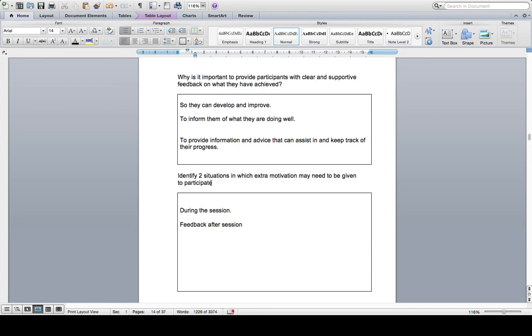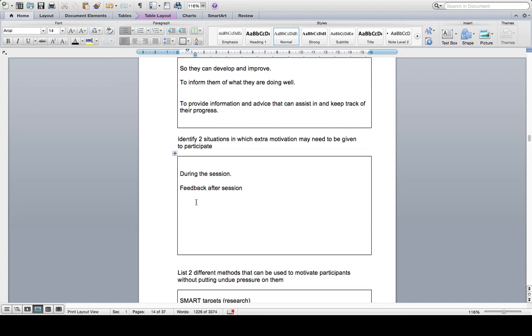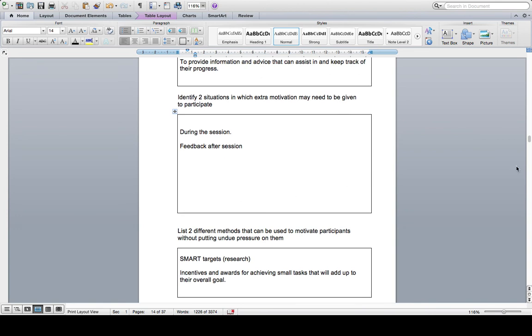So if we move on to our next question, whizzing through these, we've got: identify 2 situations in which extra motivation may need to be given to a participant. Okay, there's a bit of a mistype there. I should say to the participant. So obviously we all like motivation, we all need motivation, we all need something to make us get out of bed in the morning, go to work or do our exercising in the gym. Now it says give 2 situations where extra motivation may be given to participants.